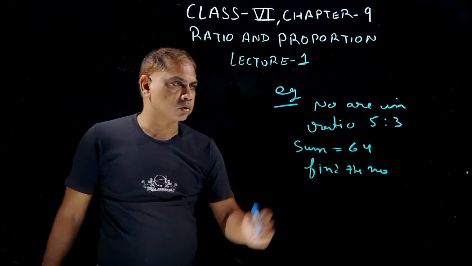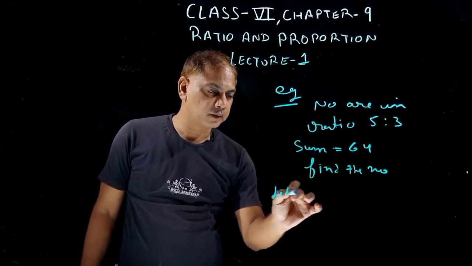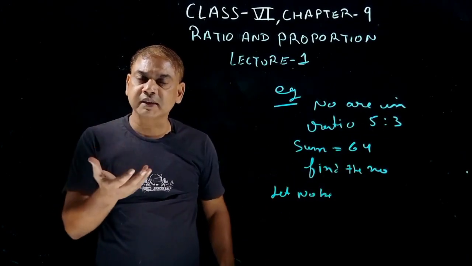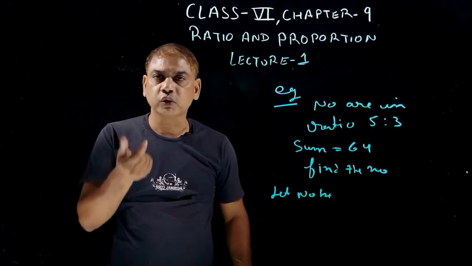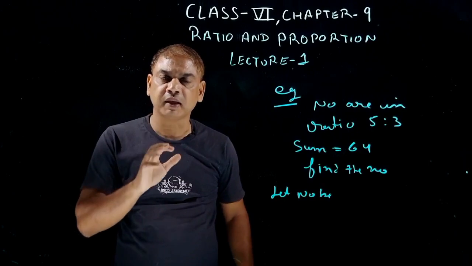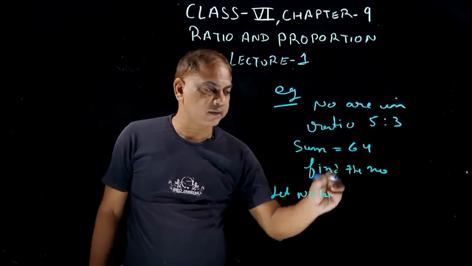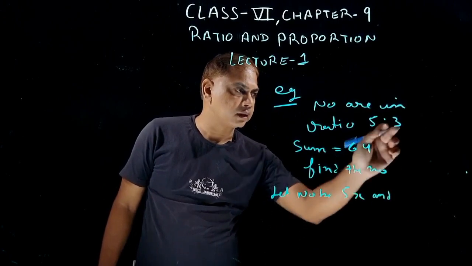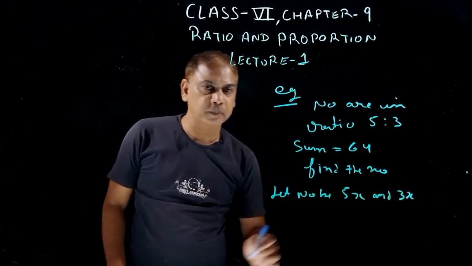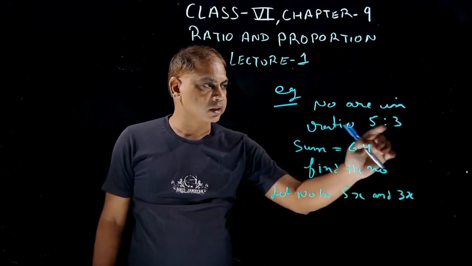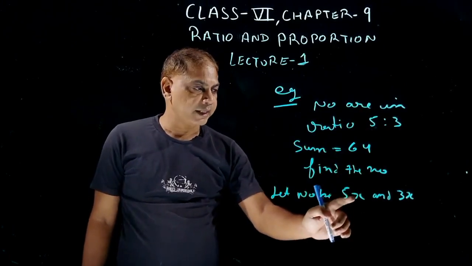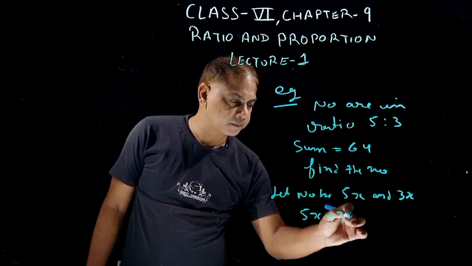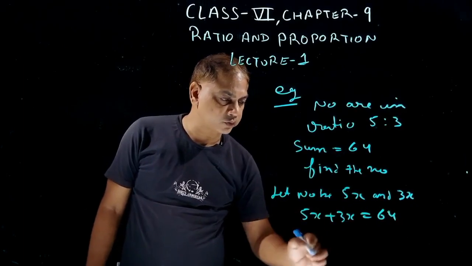Okay, so let the numbers be, we have given ratio, so we will change this ratio into numbers. So we will multiply this by any variable. Let's say we multiply 5 by x and 3 by x, 5x and 3x. Same variable आपको multiply करना. Now this ratio is converted into numbers and the sum of these two numbers is 64 students. So we will add these numbers and equal to 64.